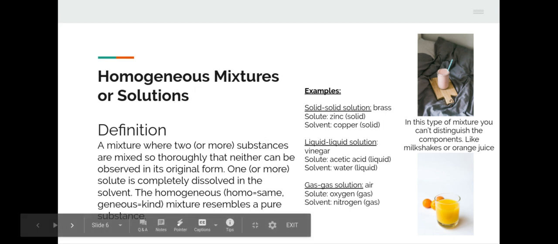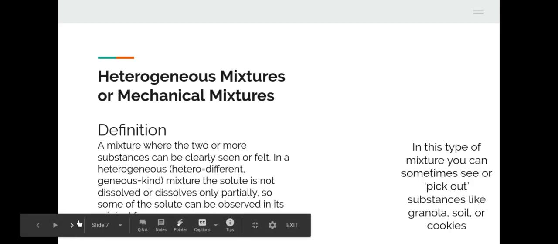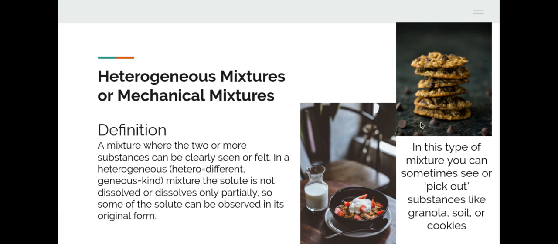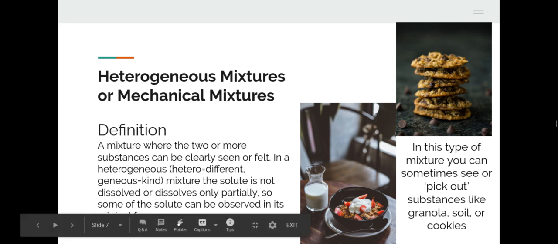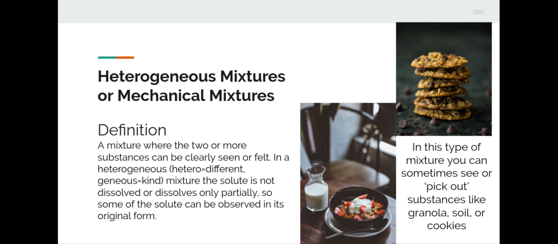And moving on to the next one, it's going to be the opposite of that. So when these ones all mix together, a heterogeneous mixture or mechanical mixture, it's given both names again, is a mixture where two or more substances can be clearly seen or felt. And a heterogeneous, hetero means different, genius means kind, so different kind. Homo meant same, hetero different. Mixture, the solute is not dissolved, or it can dissolve a little bit, but only partially. So some of the solute can be observed in its original form.